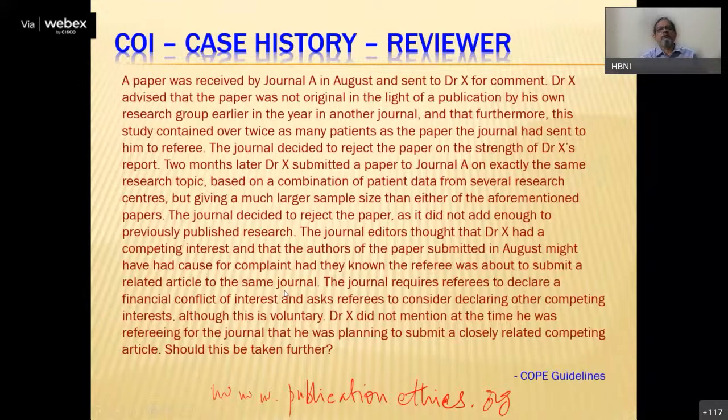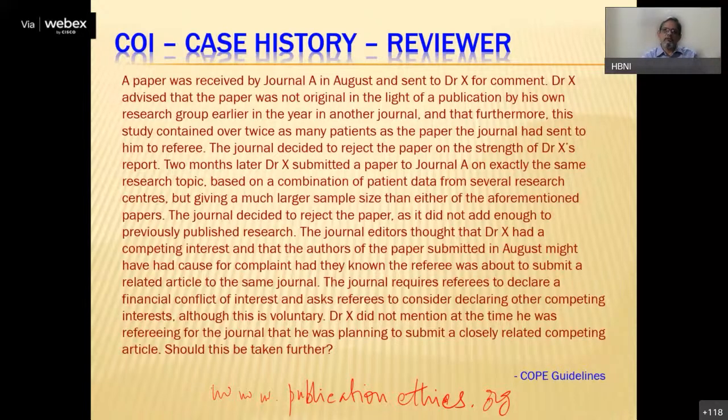So the referee did not mention at the time when he accepted to review the paper that he was also intending to submit a manuscript which was very similar in the same area of research to the same journal. So the journal requires referees to declare potential conflict of interest and asks the referees to consider declaring other competing interests, although this is voluntary. And this particular Dr. X, who was the referee, did not mention at that time he was refereeing for the journal that he was planning to submit a very closely related competing article.